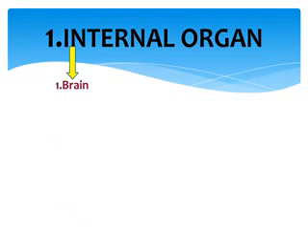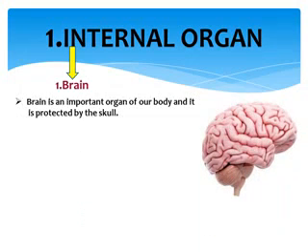So here we are going to see the first internal organ, brain. So what is a brain? A brain is the most important organ of our body and it is protected by a skull. So what does the brain do? It helps us to think, read, write and many other functions it helps us to do.